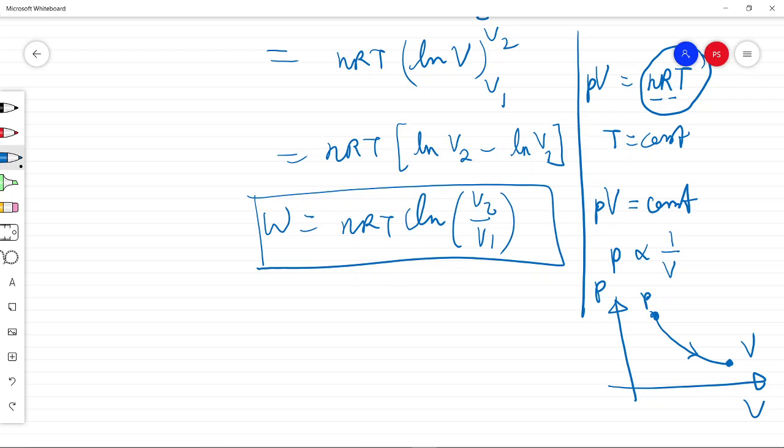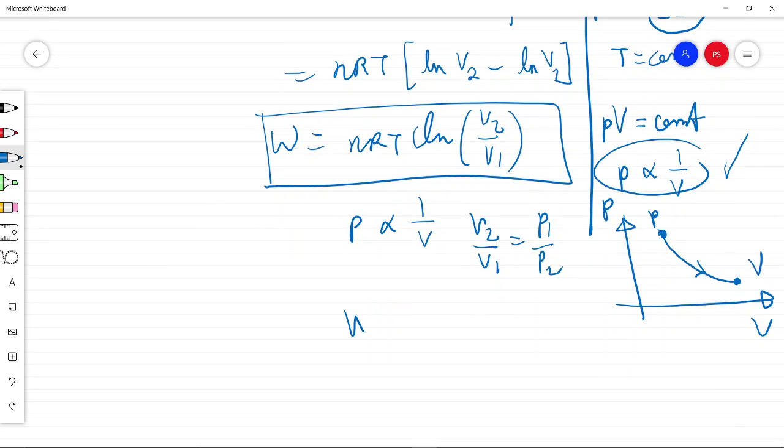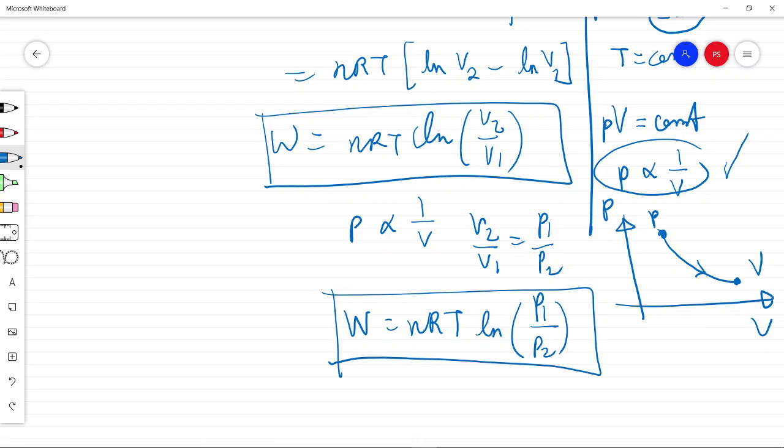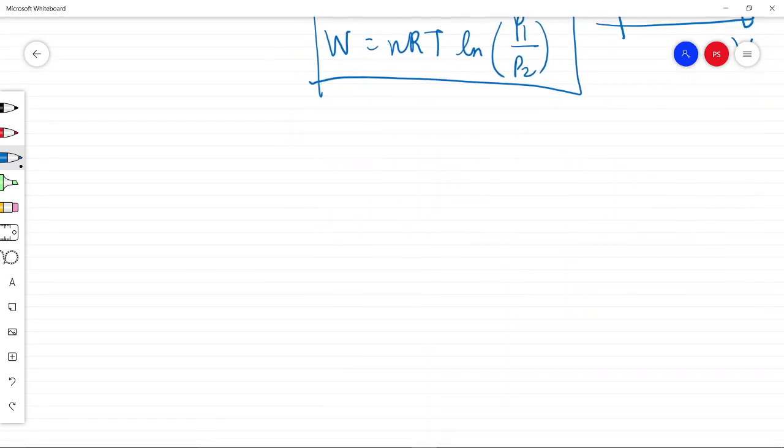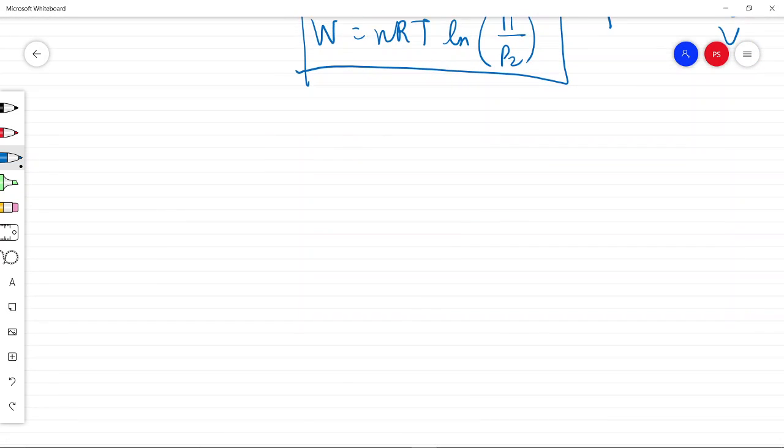Instead of V, if we are supposed to use P, we see again here that P is inversely proportional to V. So V2 by V1 has to be P1 by P2. That's what this inverse proportion means. So instead of V, if we write the same formula using the variable pressure, we get it as log of P1 by P2. Note that P1 is the initial pressure, P2 is the final pressure, and V1 is the initial volume, V2 is the final volume. So this is the expression for work done in an adiabatic process. Sorry, the isothermal process. So let us now try to derive the same for adiabatic process.